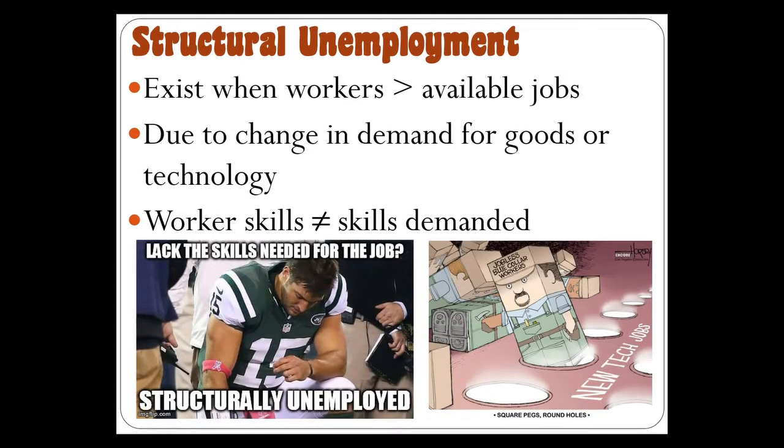Another type of unemployment is called structural unemployment. That's the type of unemployment that occurs when there are more workers than jobs available, typically because the market no longer needs those types of workers. It's typically because there's a change in technology or a change in the demand for goods, and so while you had skills that people wanted in the past, they no longer need your skills in the future.